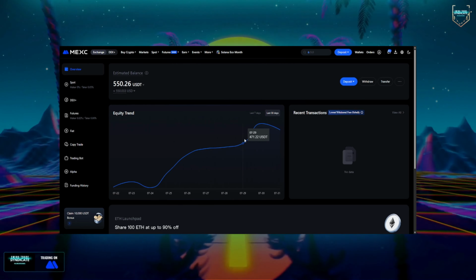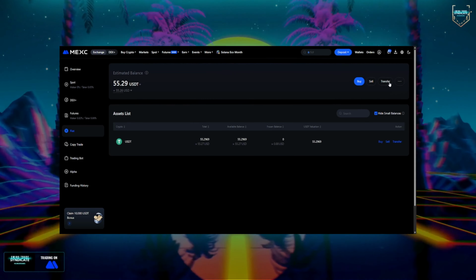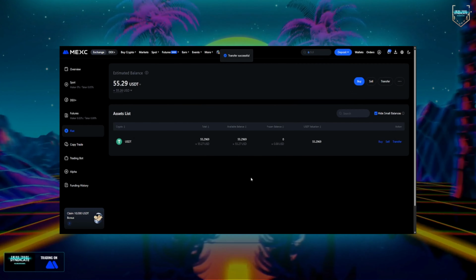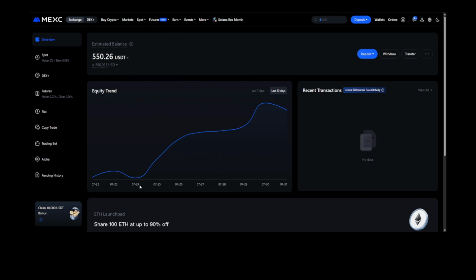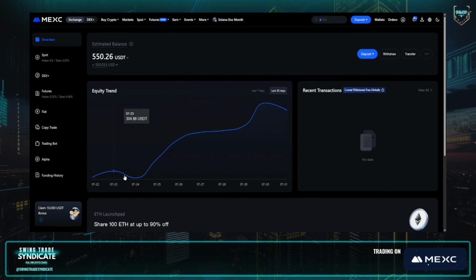We might also add another token to our spot wallet if we find a good entry point. We'll also see if there are any opportunities to open a new position today. Let's keep an eye out. The funds have arrived. It's 11:12 a.m., so it took about 15 minutes, just as I predicted. We now have $550. Let's go to our fiat wallet.